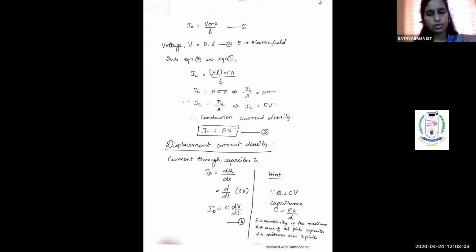Q is equal to C into V. It is known to us. So we have to substitute in the place of Q as C into V. So I_D is equal to d by dt into C into V. This is what we are getting. Now C is the constant. C is what? It is nothing but the capacitance. C is the constant one, so we are taking C outside. So I_D is equal to C into dV by dt.